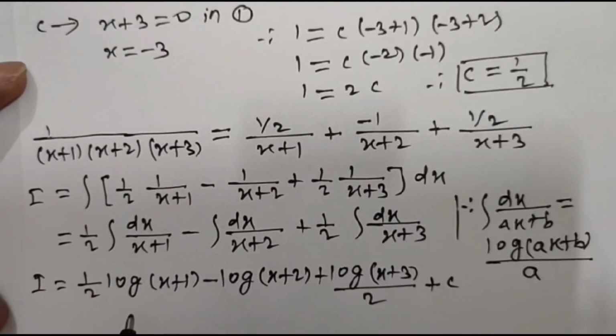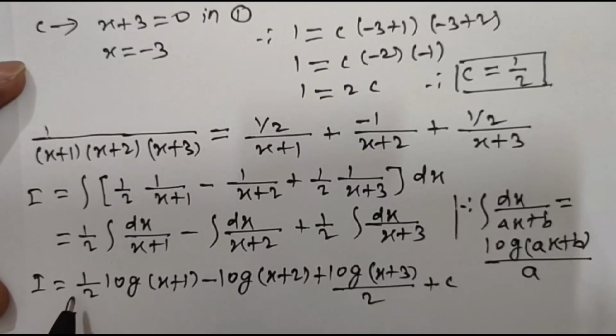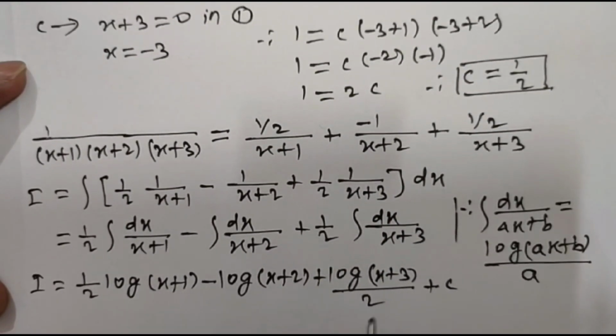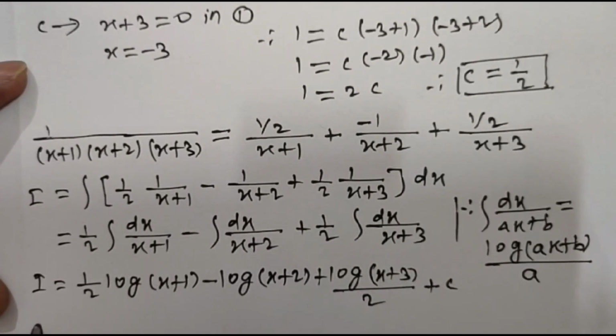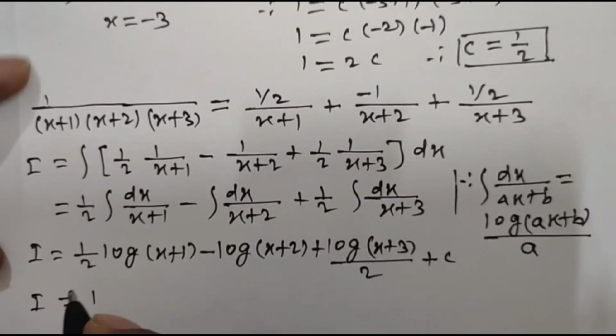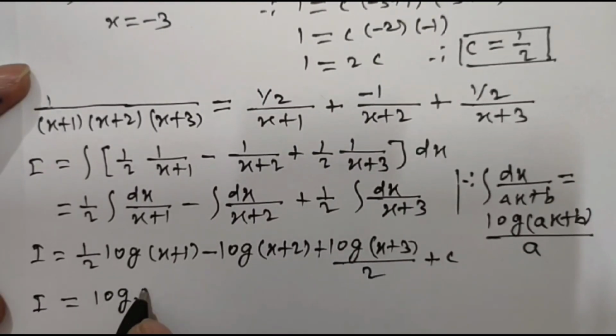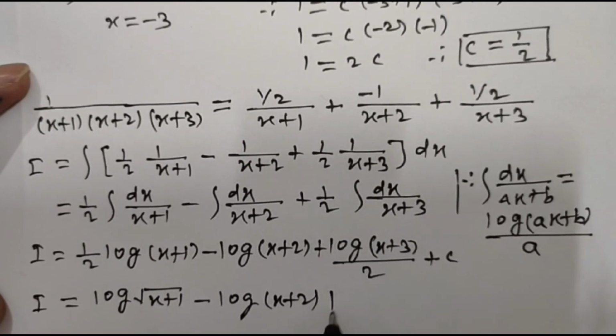So now logarithm of x plus 1, take this half as power of x plus 1 and take this half as power of x plus 3. Hence I is equal to, we can write logarithm of square root of x plus 1 minus logarithm of x plus 2 plus logarithm of square root of x plus 3 plus integral constant c.